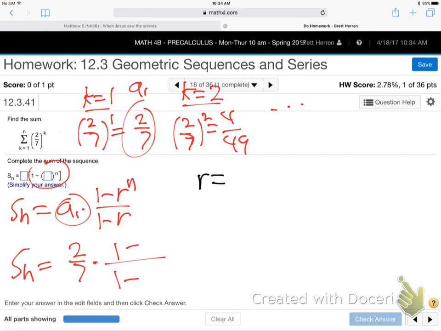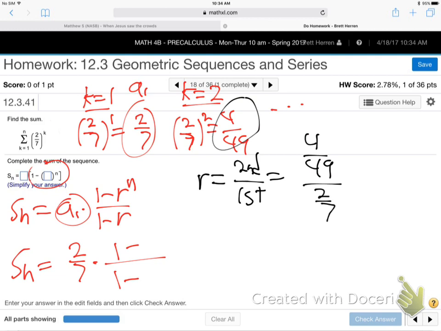How do we find R officially? See, it's getting a little uglier here now, isn't it? How do you find R? Second term over first term. Remember, R is a ratio. So take the second term, 4/49 over the first term, 2/7. Some of you can just see it's 2/7, and that's great. If you can just see it, you're right. If you're at all unsure, then just put second term over first term. That'll tell you the ratio.